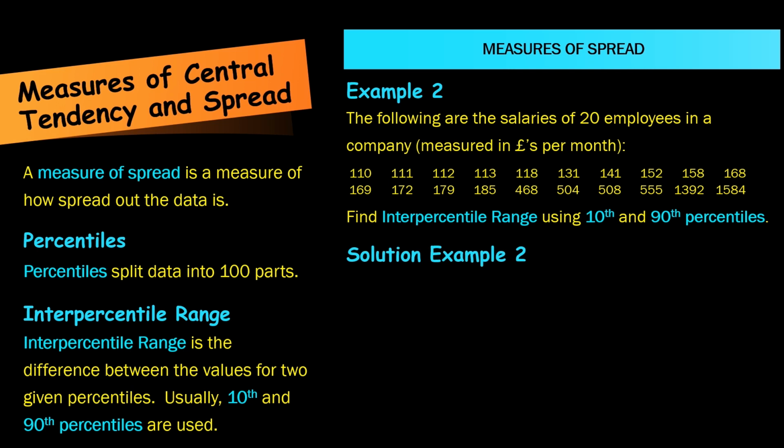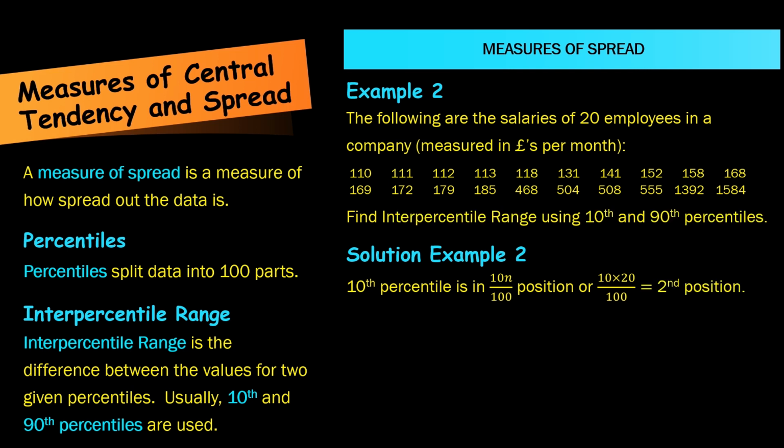So let's solve this. The 10th percentile is in the 10n over 100 position, or 10 times 20 over 100. Notice, of course, that n equals 20. This is equal to 2. So the 10th percentile is in the second position. Therefore, the 10th percentile is equal to 111.